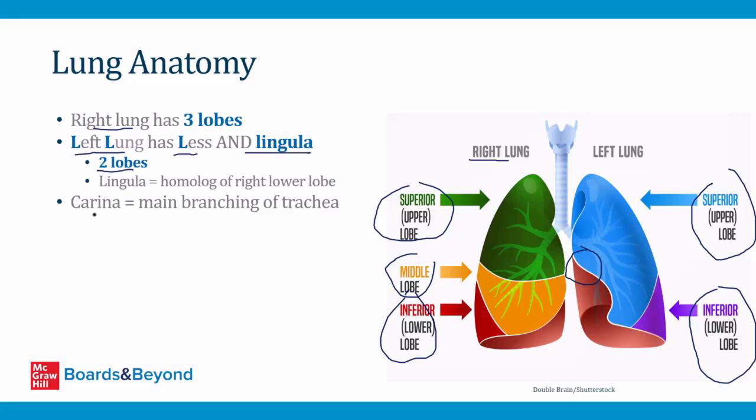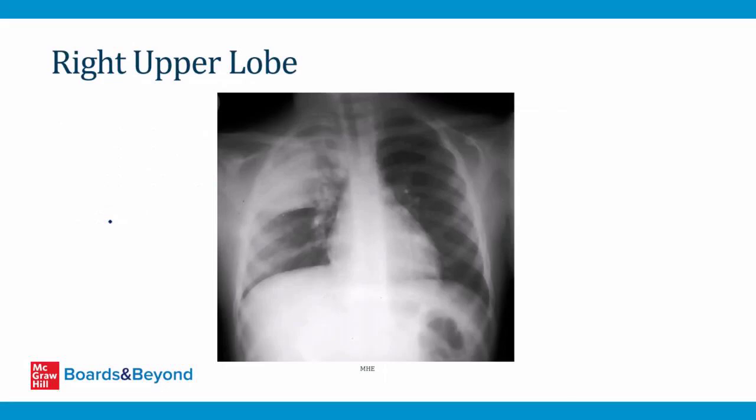Another important term to be familiar with is the carina. This is the carina right here. It's where the trachea branches into the left and right mainstem bronchi. And so you want to be familiar with this term because it comes up a lot when talking about respiratory or lung anatomy. Infections like pneumonia commonly involve a single lobe of the lung, and you should be able to diagnose very obvious lobar pneumonias on a chest x-ray.